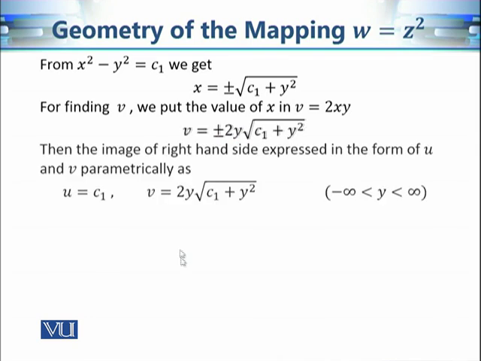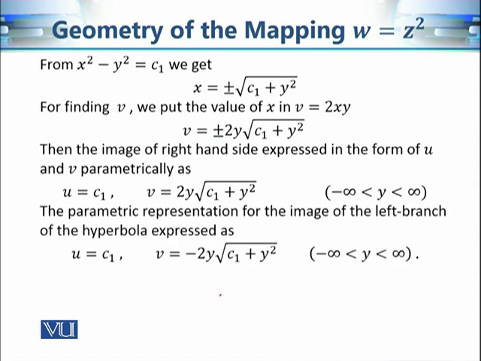Now if we consider the value of x to be positive, then we will get the following curve, which we will later see is in fact a straight vertical line. Here u = c1 and v = 2y square root of (c1 + y²). And if we use the negative value of x, it becomes the following line: u = c1 and v = -2y square root of (c1 + y²). Now let's study these two images separately.